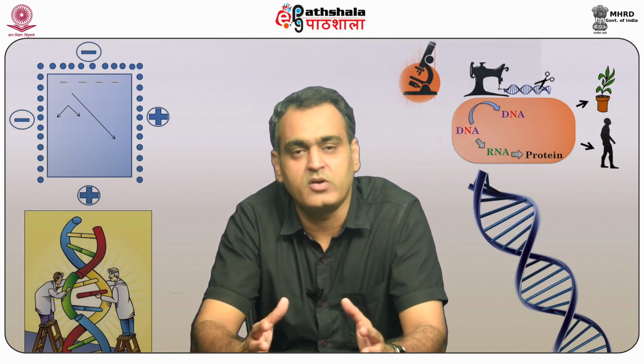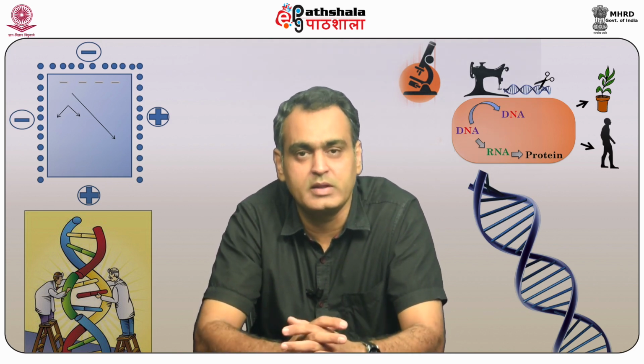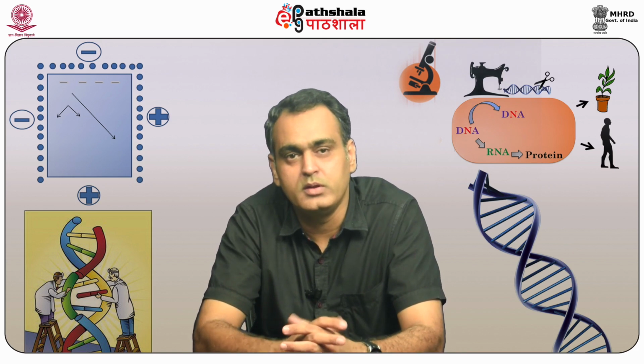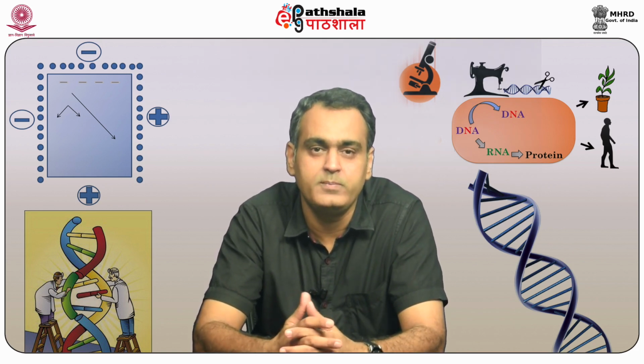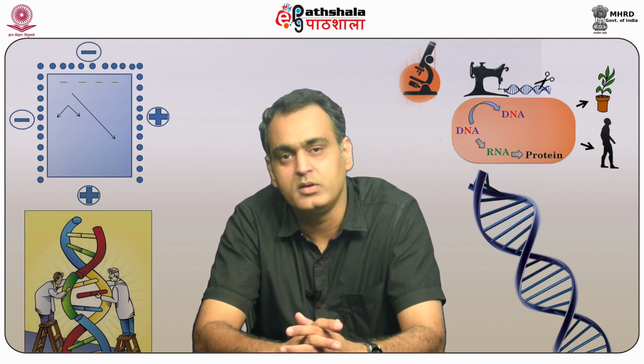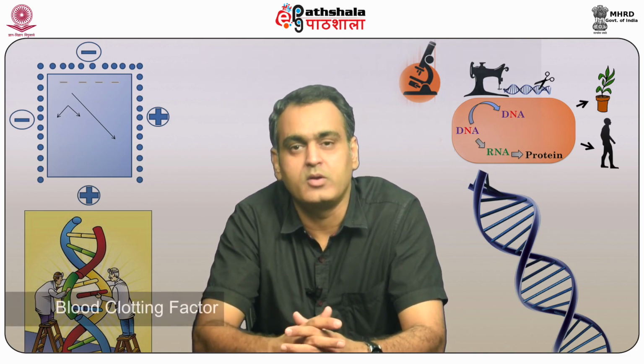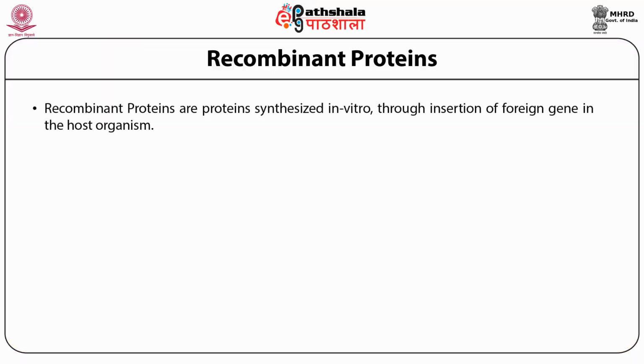Some of the examples of important recombinant proteins that are routinely used include human insulin, interferon beta, human growth hormone, follicle stimulating hormone, and proteins like blood clotting factor 8. Recombinant proteins are proteins synthesized in vitro through the insertion of a foreign gene in the host organism that is capable of synthesizing that gene, thereby leading to the synthesis of a fully functional and stable recombinant protein.